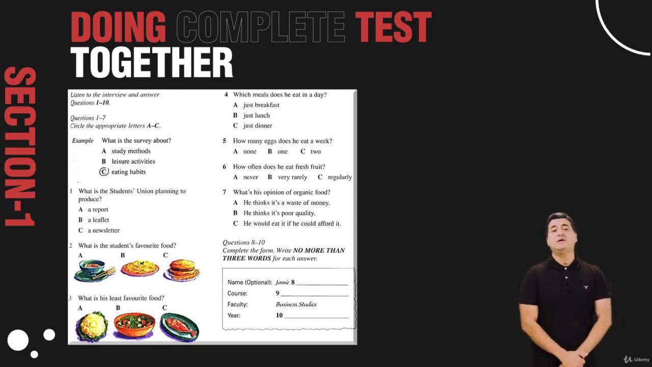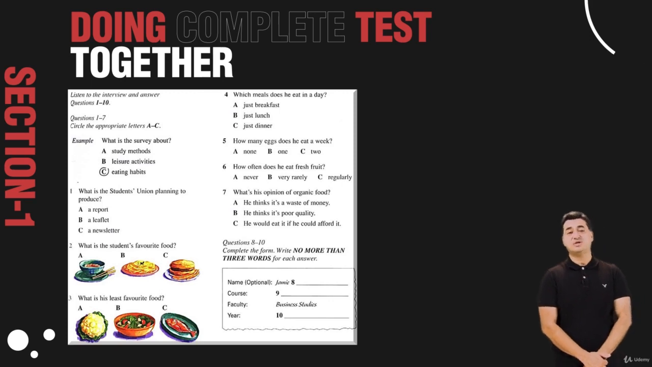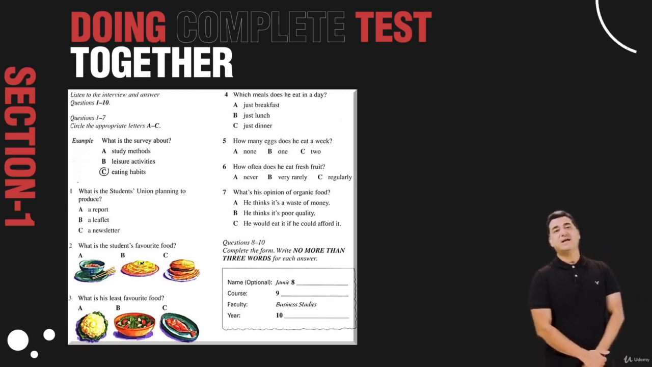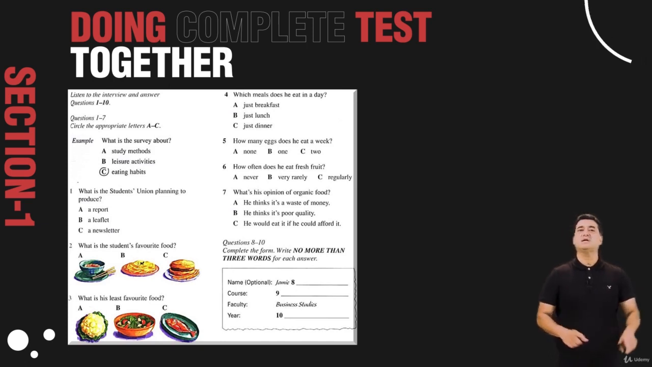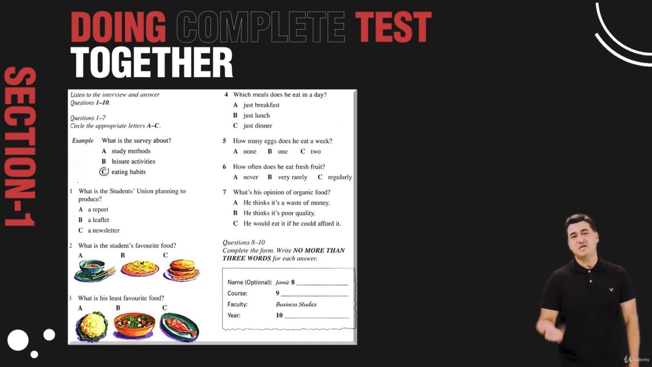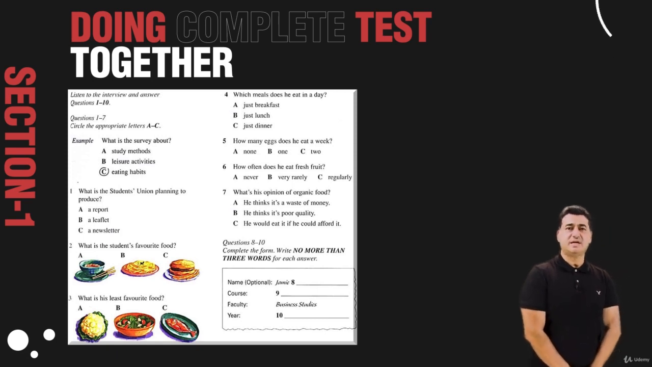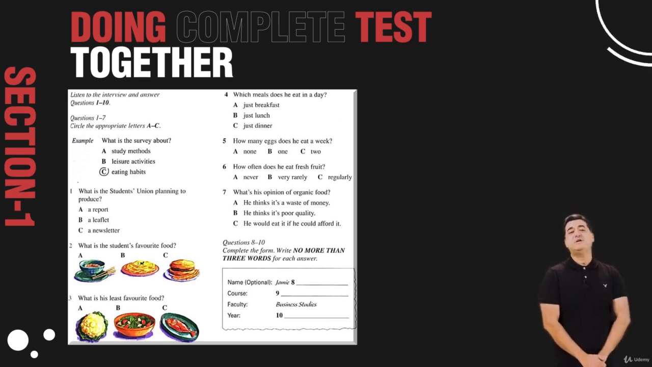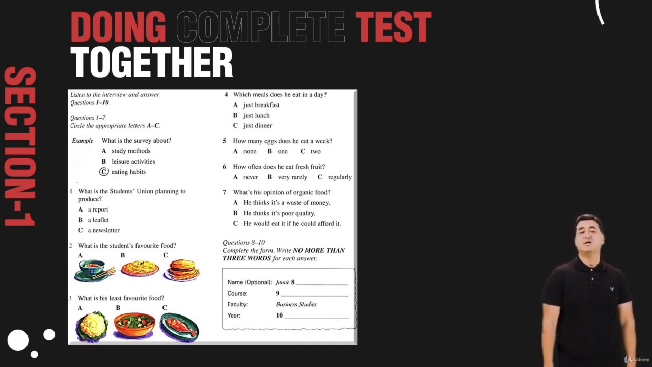For example, listen to the interview and answer questions 1 to 10. And here the directions that they are looking for is that they want you to circle the appropriate letters A, B, or C from the multiple choice. And since they have given an example, we know that whatever you are going to listen to will be about eating habits. So let's do it and let's employ it.